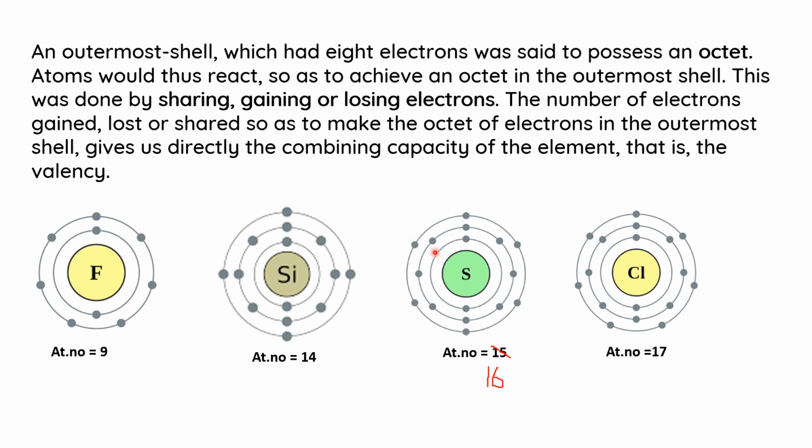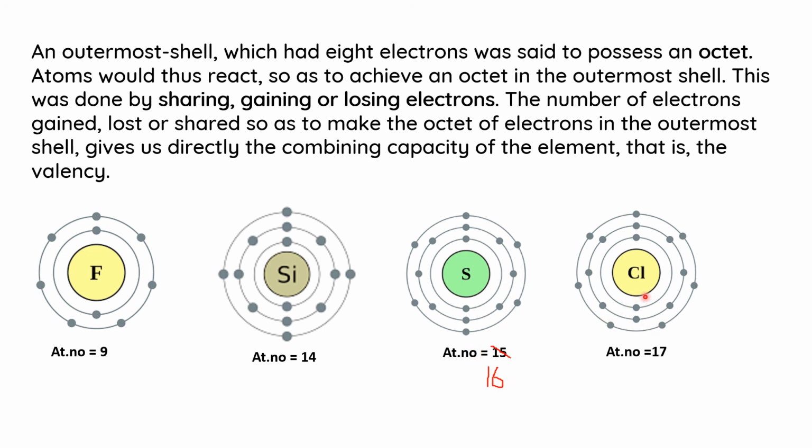So for getting stability or attaining the octet, it needs 2 more electrons from outside. So what is the valency of sulfur? Sulfur valency is 2. Got it?